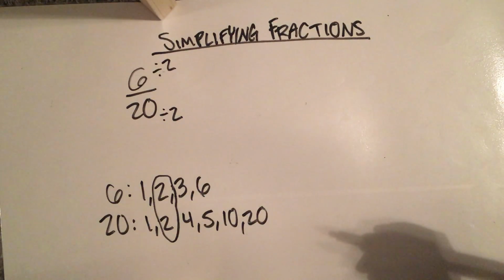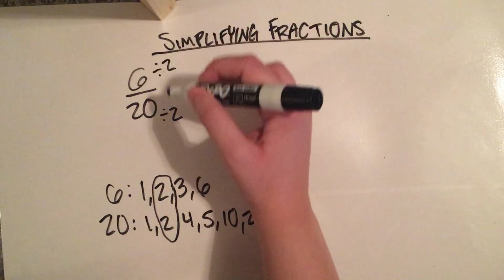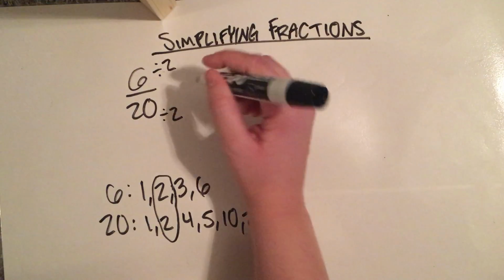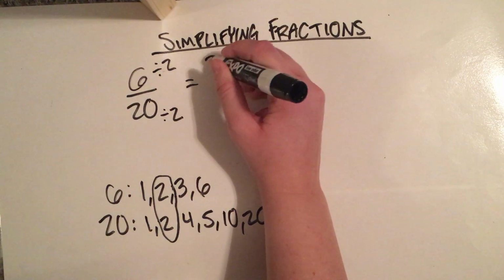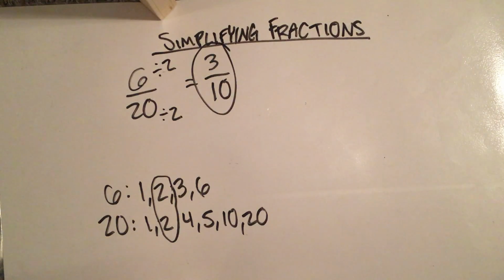Remember our number one fraction rule from this year, what we do to the bottom, we have to do the top. So remember that we divide both the numerator and denominator by that common factor. So when we do our division, we end up with 3/10 as our simplified fraction.